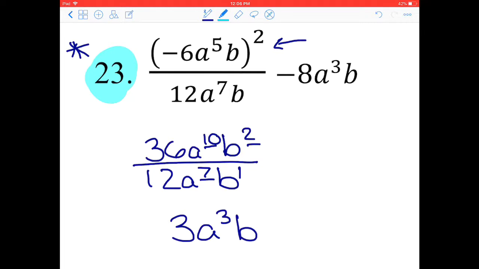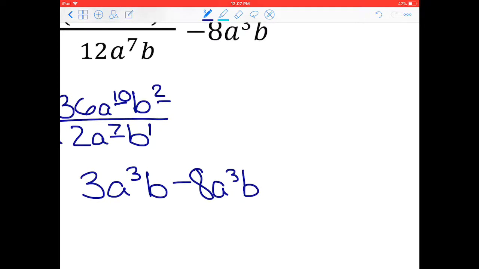So again, this is setting itself up so that these have the same terms. Okay. So minus 8a cubed b. So finally, 3 minus 8 is -5. A cubed b. Final answer.